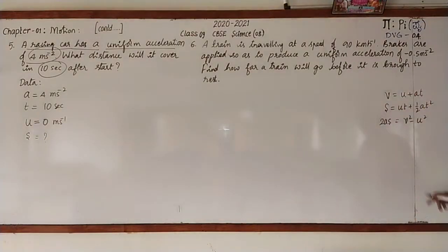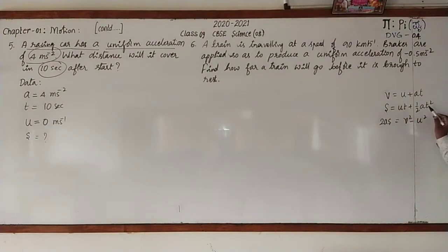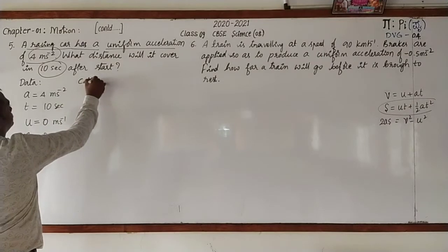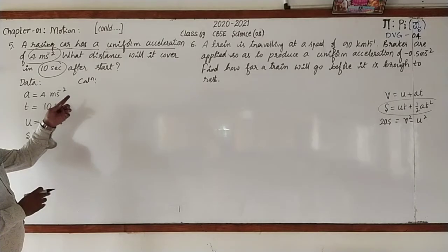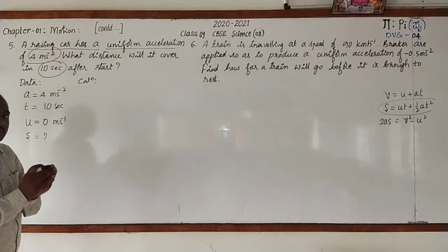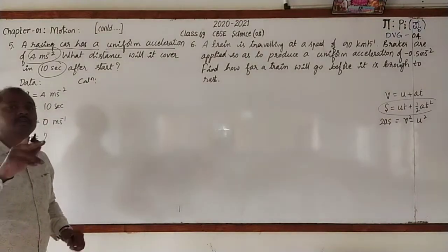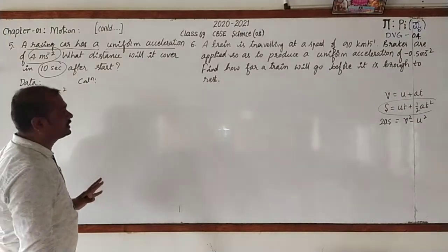Then which of these equations of motion can be used? We know that a, t, u we want. Can we go for using the second equation? Yeah. Let me write that calculation. Here they have not asked for the final velocity, only the initial velocity has been given. After it starts means before starting it was at rest. When the body is at rest, its velocity will be 0. Hence we have taken initial velocity as 0 meter per second.